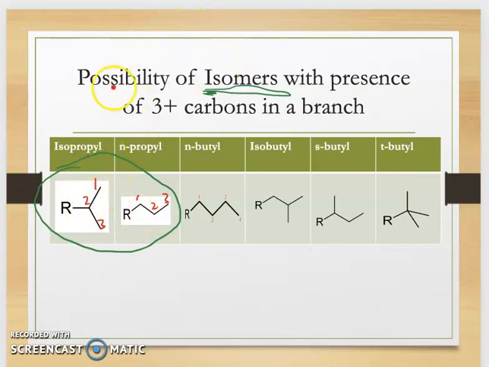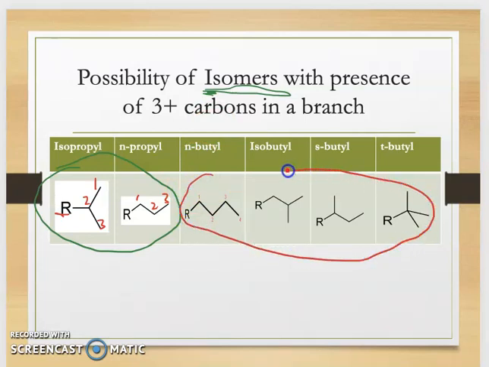Alright, so if you are curious about what R is, it is just any parent chain. Okay, so you can have any parent chain but then this as your branch. Alright, all of these are isomers to each other. Okay, so if you have a branch on your parent chain that looks like this, then they will be isomers to each other.